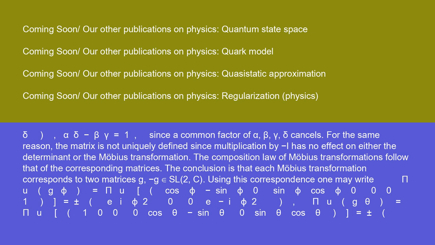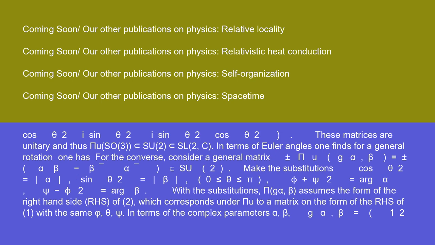Using this correspondence, we find pi_U(g_phi) equals (e^(i phi/2), 0; 0, e^(-i phi/2)), and pi_U(g_theta) equals (cos(theta/2), i sin(theta/2); i sin(theta/2), cos(theta/2)). These matrices are unitary and thus pi_U(SO(3)) is a subset of SU(2), a subset of SL(2,C).